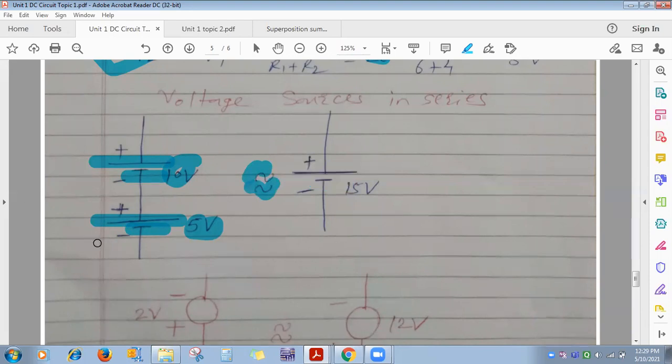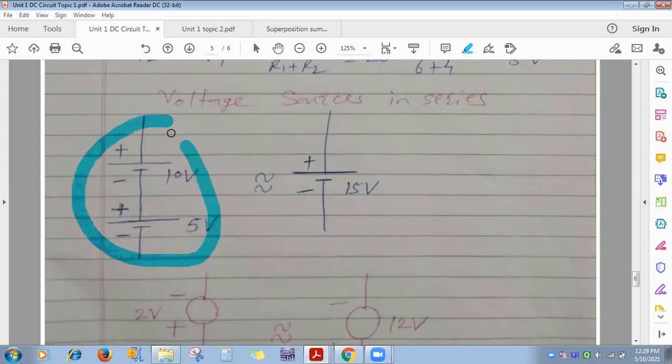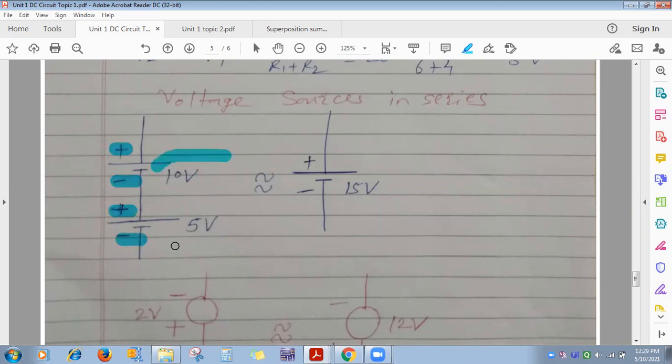Whenever the sequence is the same, that is upper one positive and lower one negative, for 2 in series, 3 in series, 4 in series, then add them. So 10 plus 5, 15 volt. Got it? Or you can say it is alternating, plus, minus, so you can add. So 15 volt will be its equivalent.